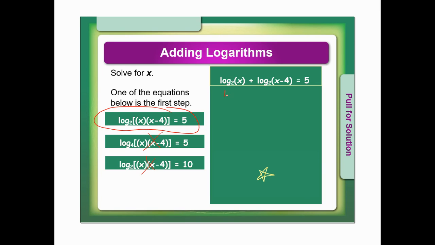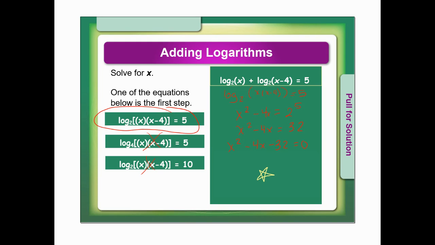So we have log with base 2 of x times x minus 4 equaling 5. Now what you can do is do 2 to the 5th equals x times x minus 4. You can also multiply this out, so you end up getting a quadratic equation, which is fine. So x squared minus 4x equals 2 to the 5th. So x squared minus 4x equals 32. When you're solving a quadratic, again, you want to make sure that it equals 0, so minus 32.